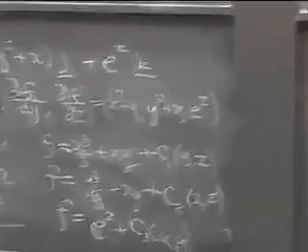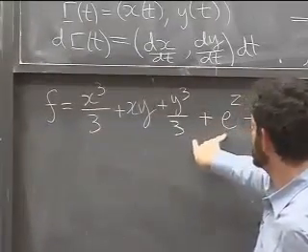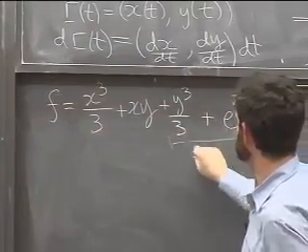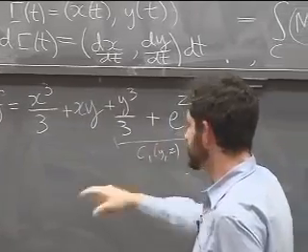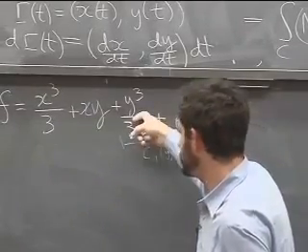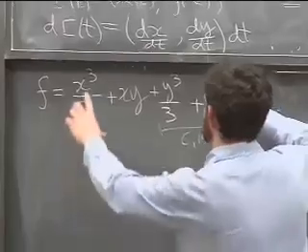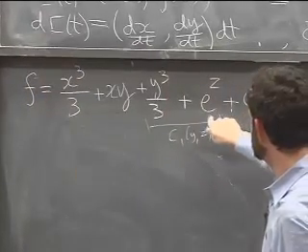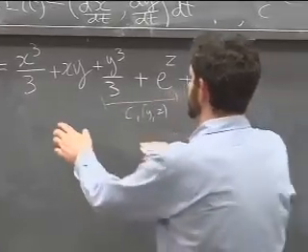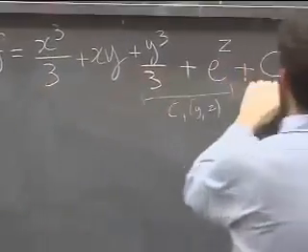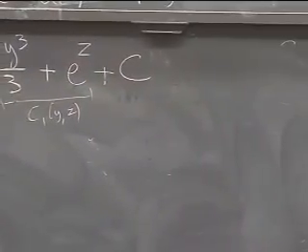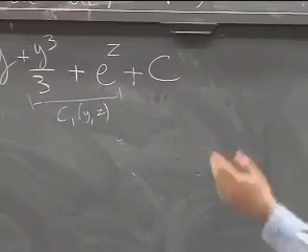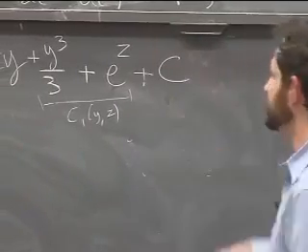F is x cubed over 3 plus xy plus some function of just y and z. So this would be c1 of yz. But it also works for the second one. It's y cubed over 3 plus xy plus some other function only depending on xz. And finally, f is also equal to e to the z plus some function of x and y. And the only thing remaining is just some constant. You can never get rid of that constant because when you differentiate with respect to any variable, that goes away.